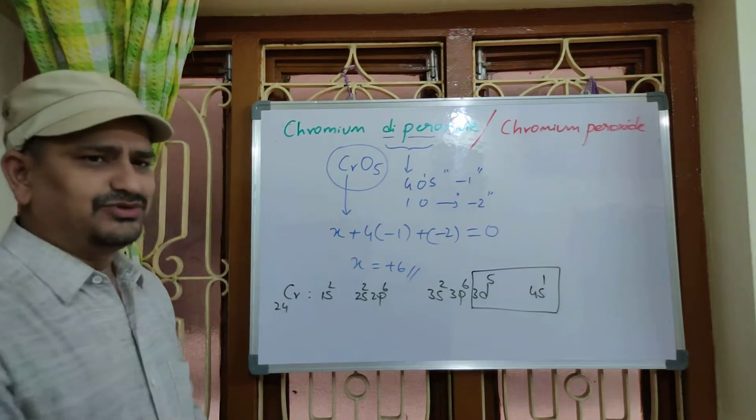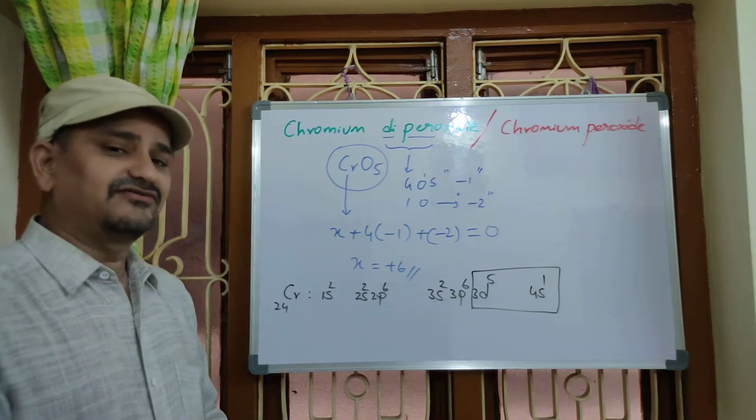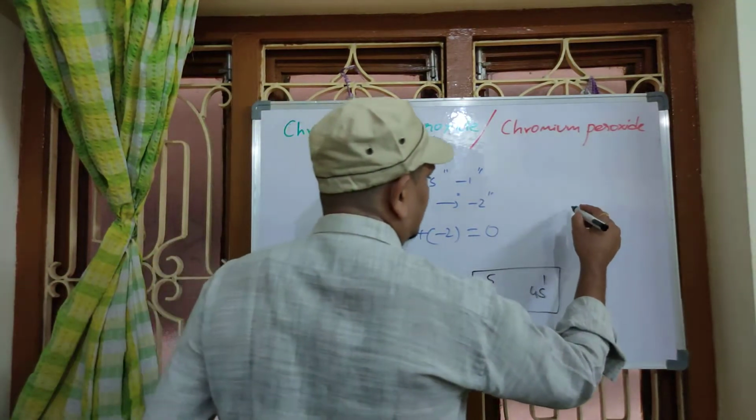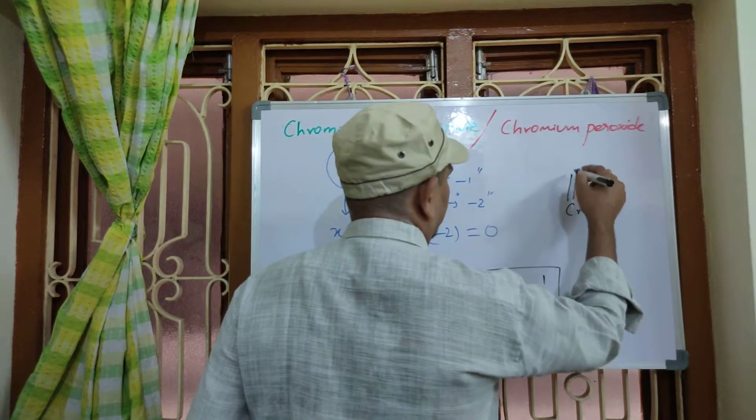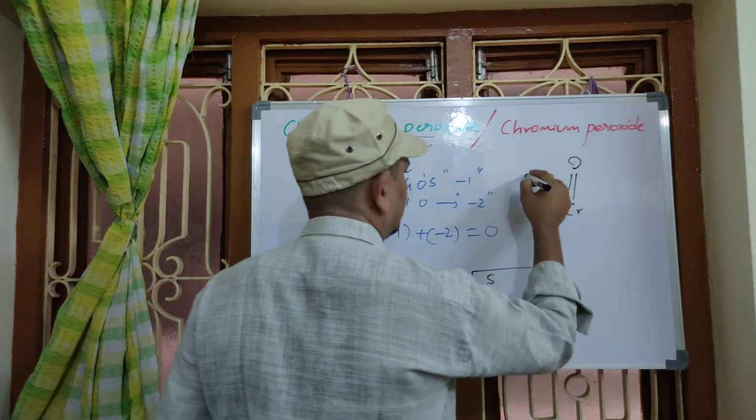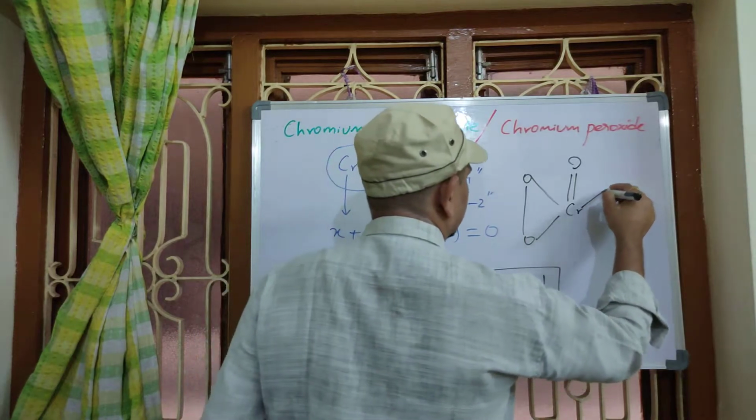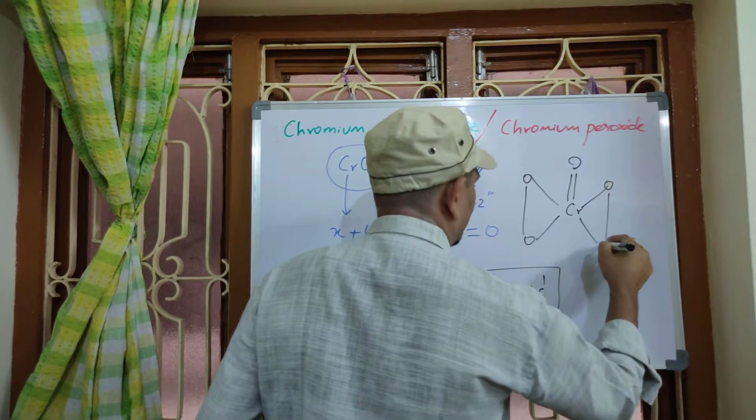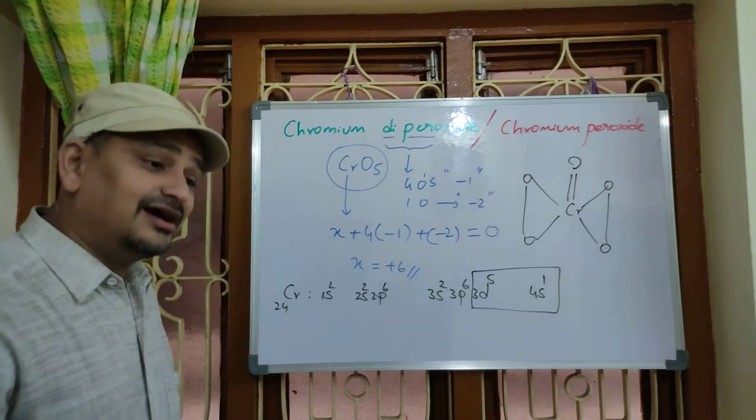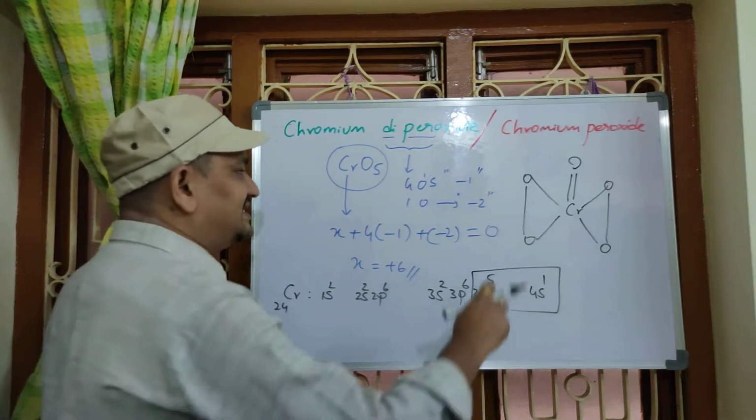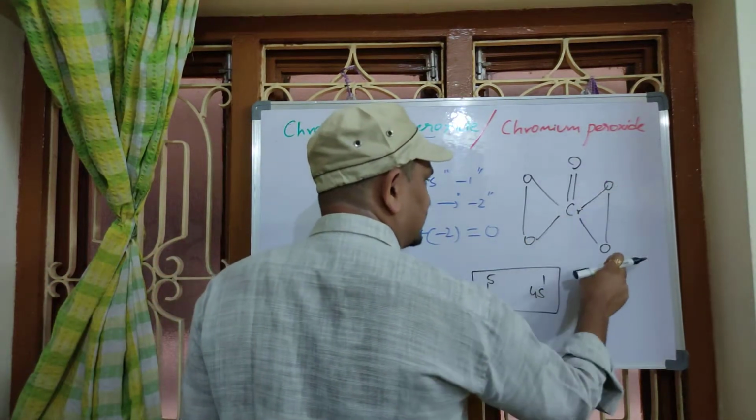Now you have one more point here. Its structure is a beautiful structure. That's called the butterfly structure. See, chromium, one double bond. This is one peroxy bond, and this is one peroxy bond. This is called the butterfly structure. See, this is a peroxy bond. This is a peroxy bond.